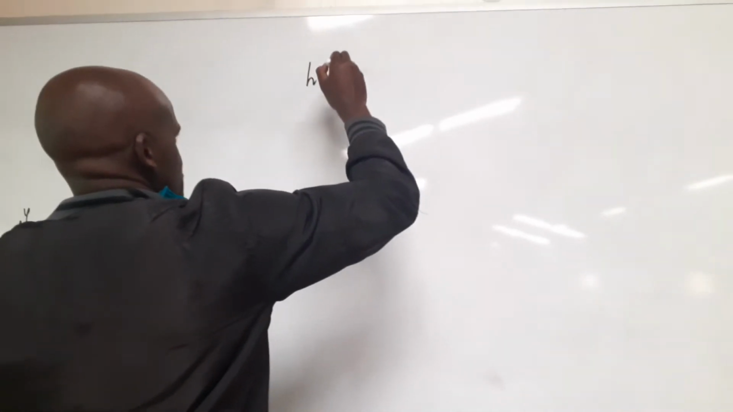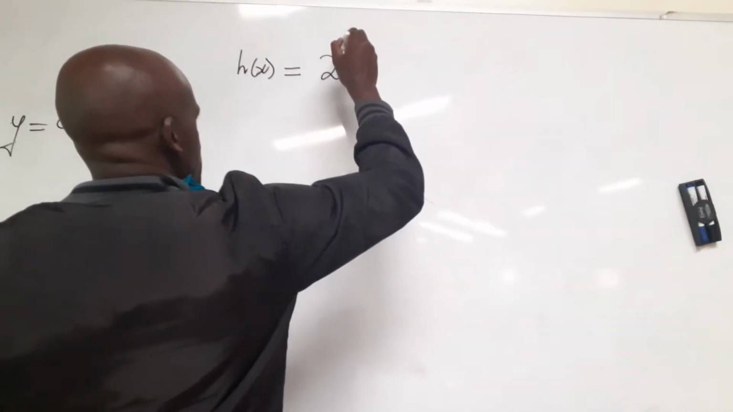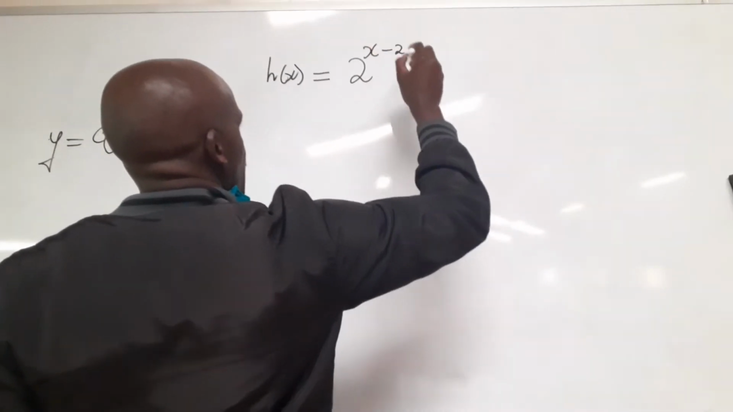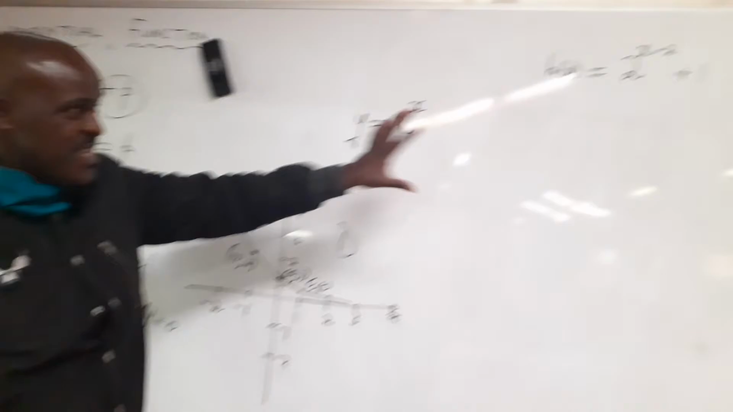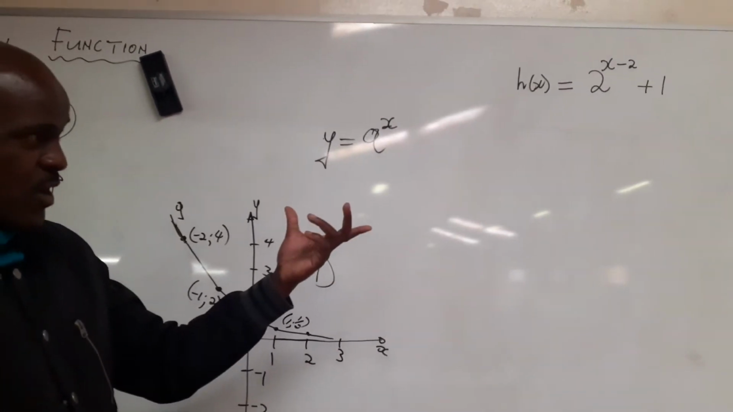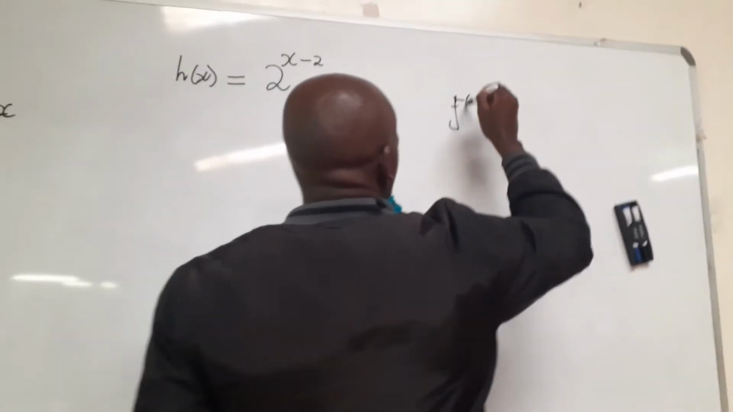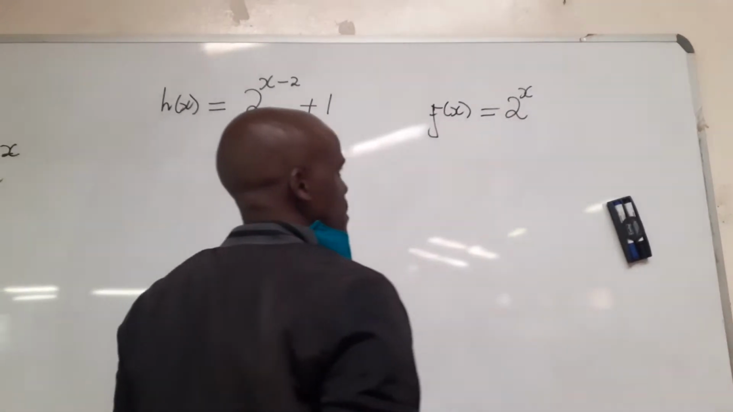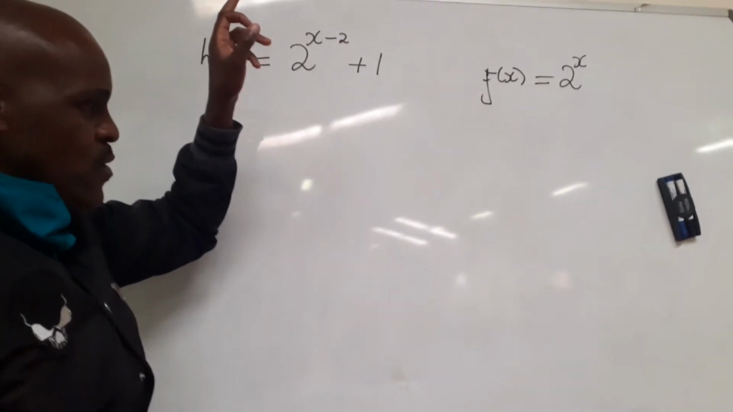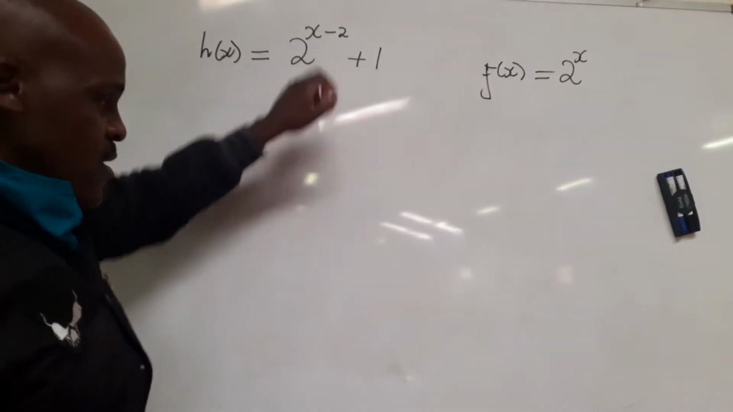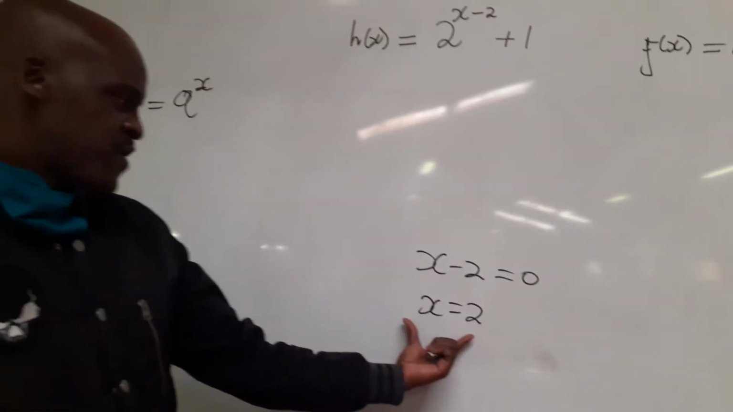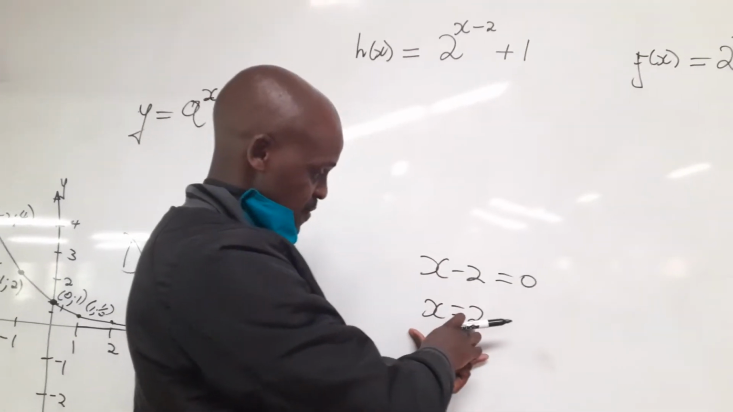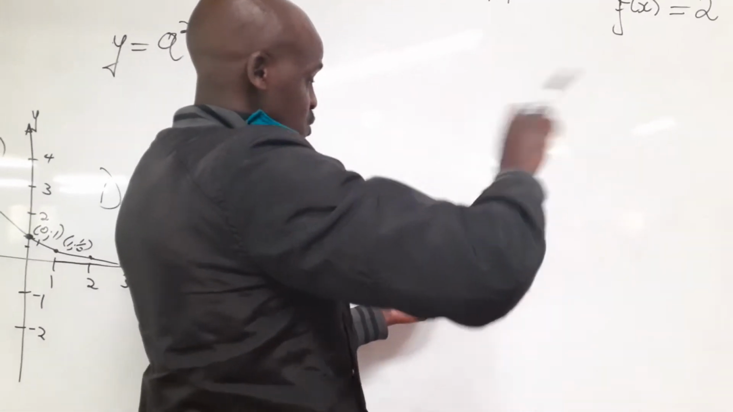Right, let's look at this function here. h of x is equal to 2 exponent x minus 2, plus 1. Now we have translated our graph. At first, it was f of x equals 2 exponent x. Remember, if it's x minus 2, we have shifted this graph 2 units. Solving for x, x is equal to 2, which means we have shifted this graph 2 units to the right.